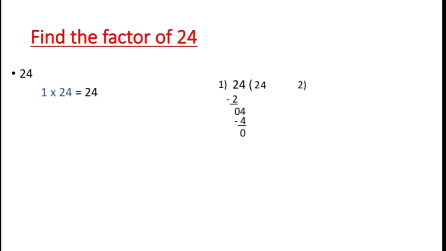Now in 2 table we will check whether it is divisible or not. 2 ones are 2. Remainder is 0. We will take 4 down. So again we get 4 2 times. 2 2s are 4. The remainder is 0. So 24 is divisible by 2. Completely divisible by 2. So 2 is a factor of 24.